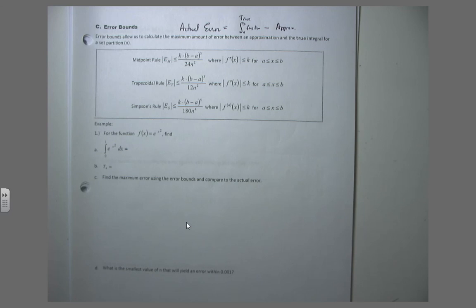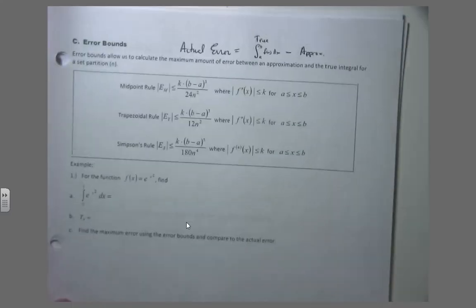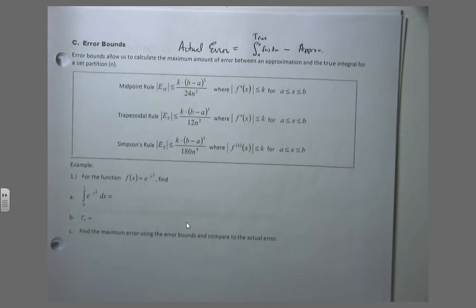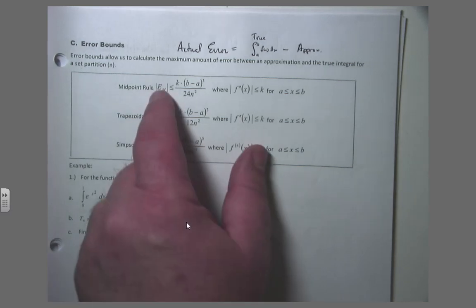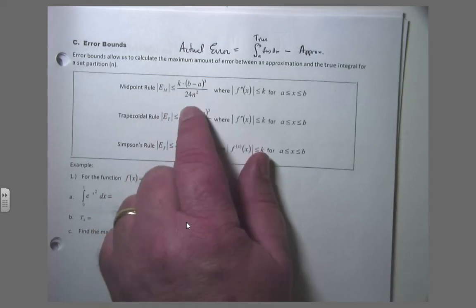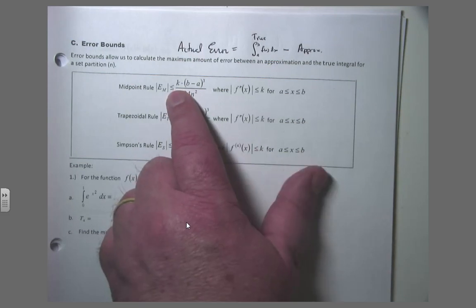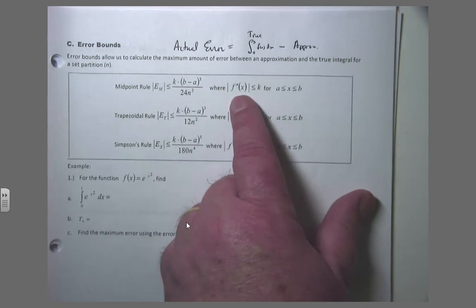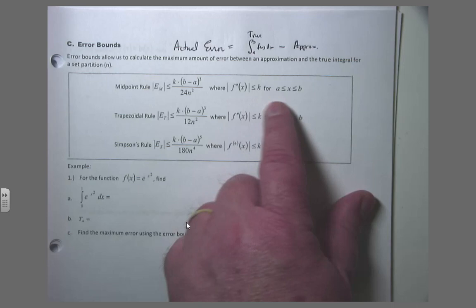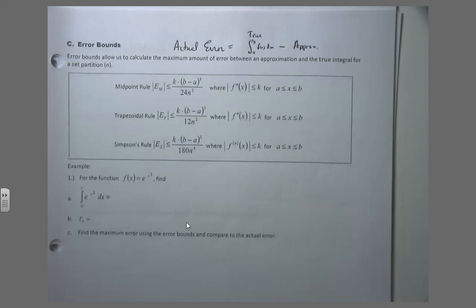Okay? But there are formulas for trying to get what we call error bounds on these guys. If you were using the midpoint rule, there's a mathematical formula for bounding the error on the midpoint rule, which we call E sub m, E for error, subscript m for midpoint. It's less than or equal to k times (b minus a) cubed over 24n squared, where this weird k number out front is the number such that the absolute value of the second derivative is less than or equal to k, for a less than or equal to x less than or equal to b. Well, that's the mathematical formula. Let me give it to you in English.